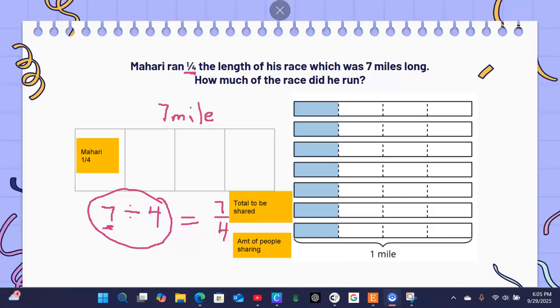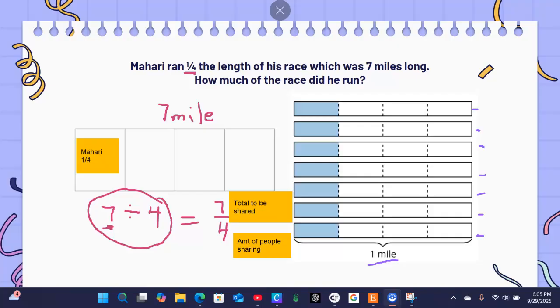So that's another way. Another way that you could represent this problem is by taking his 1/4, and his 1/4 is basically 1/4 of 1 mile, or 1 whole mile. So 1/4, and they have to run a total of 7 miles. So we're 1, 2, 3, 4, 5, 6, 7. So you could draw 7 rectangles and partition it into fourths to represent 1/4.